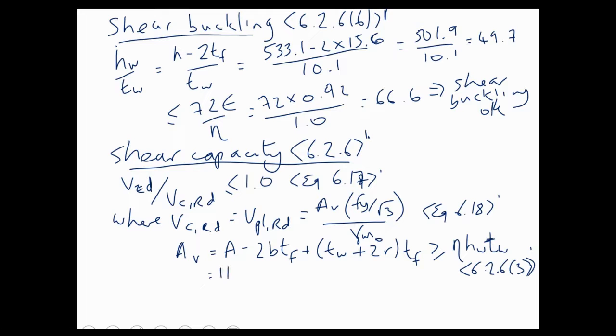Okay, so when we look up the blue book, we get the overall shear area: 11,700 minus twice the flange. The width of the flange is 209.3. The thickness of the flange is 15.6, plus the thickness of the web, which is 10.1, plus twice the radius, 12.7. I think I wrote that down wrong on the previous page, sorry about that. So it's 12.7 multiplied by 15.6, and when I do all that out, I get 5,720 millimeters squared.